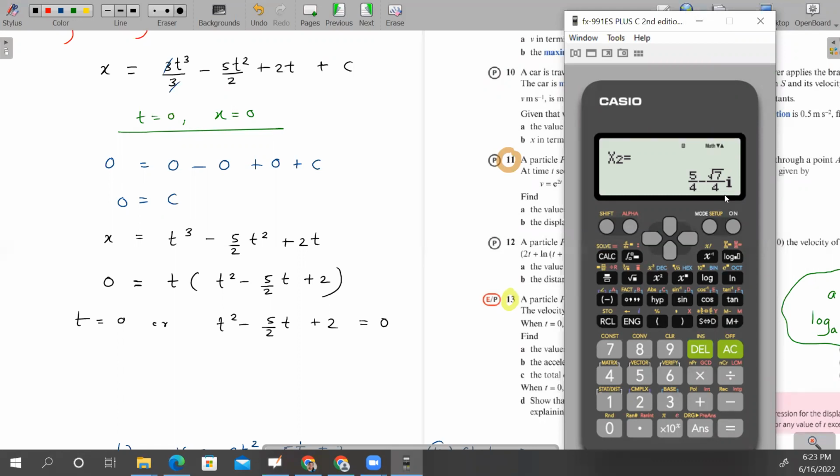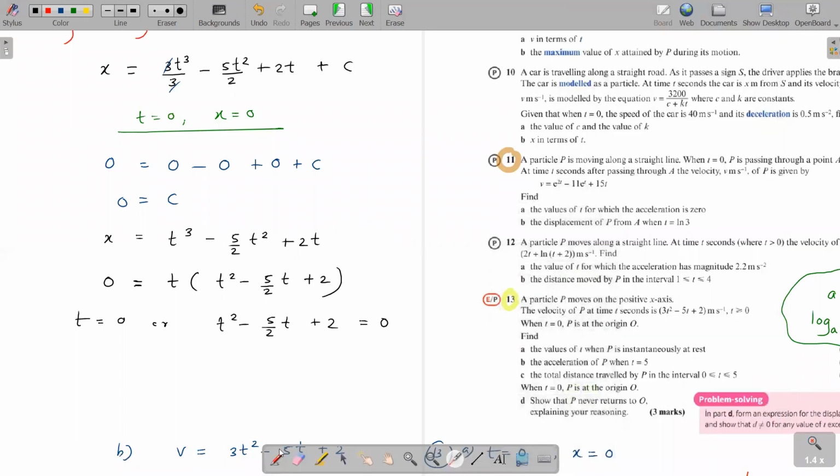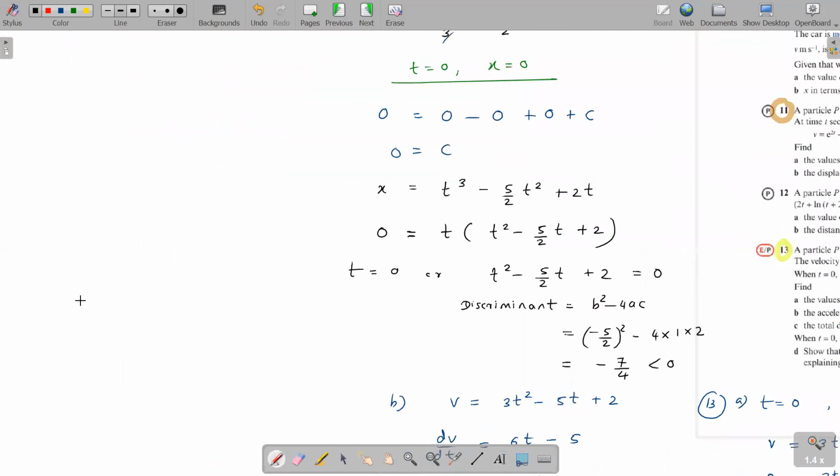So let's show the discriminant is negative. You should definitely get a negative discriminant because you don't get real roots. So going for the discriminant, b square minus 4ac: b square is minus 5 over 2 square, 4 into a is 1, c is 2. Can I know the answer of the discriminant? Minus 7 over 4, it's less than 0. So you can say the discriminant is negative. I don't have space, that's why I'm writing over here. You write it down underneath, okay? Discriminant is negative, therefore what?